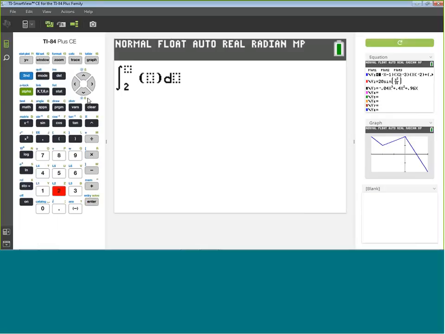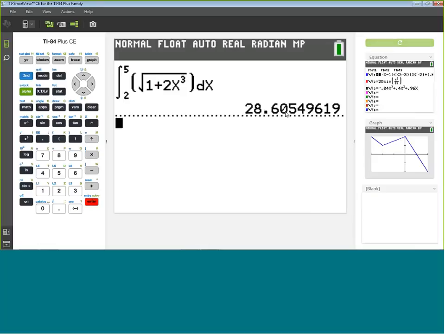So I'm going to enter the integral from 2 to 5 of the function square root of 1 plus 2x raised to the third power. And then we need to take it with respect to what variable? With respect to the variable x. We press enter, and the calculator returns an answer. Pretty nice. This is one of the calculator ideas that the calculus writers expect students to be able to do.